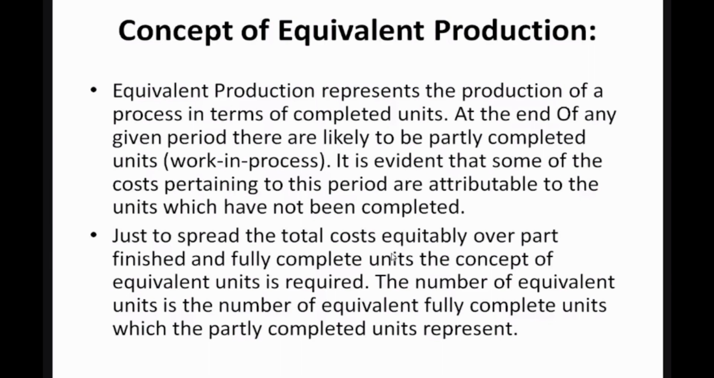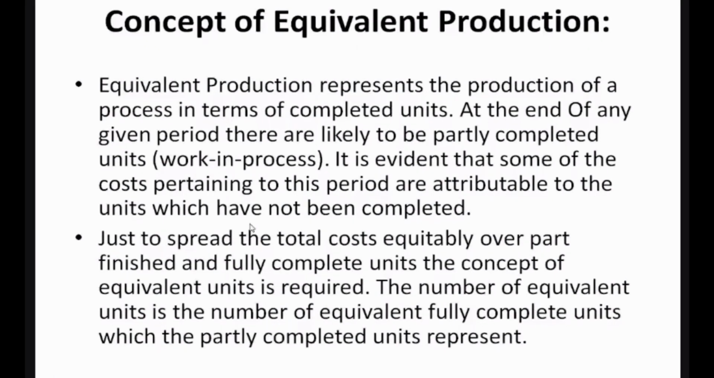What do you mean by equivalent production? Mind well, the concept of equivalent production comes into existence when there is work in progress, when there is an incomplete unit. Incomplete unit means the things on which the complete process has not been carried out. Some process is done and some process is still remaining. So that is called semi-finished goods, called work in process, or partly completed goods.